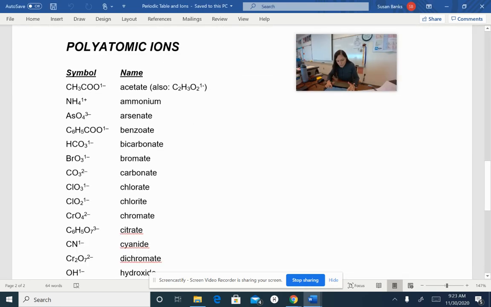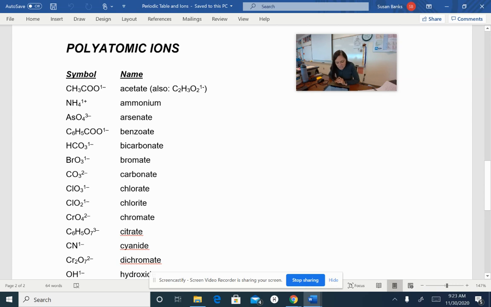Okay, so the first one is CH3COO, and it's got a charge of -1. It's called acetate, and there are two ways to write it, okay? So you can write it C2H3O2, -1. This is the inorganic chemistry way. This is the way that most chemists would write it. Or there's this way, which is what I call the organic chemistry way of writing it. And because I am a biochemist and we do things the organic chemistry way, that's the way I'm most familiar with, but either way is really correct, okay?